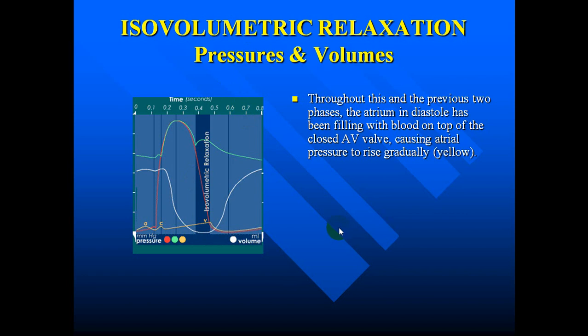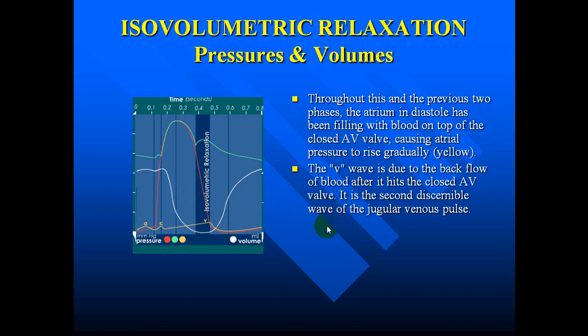Through this and the previous two phases, the atrium, as we said, is in diastole and has been filling with blood. This filling gives us the V wave, which is at the end of systole. The V wave is due to the backflow of blood against the closed AV valve, and it is the second discernible wave seen in the jugular vein. The A and V waves are seen, but the C wave is not seen.